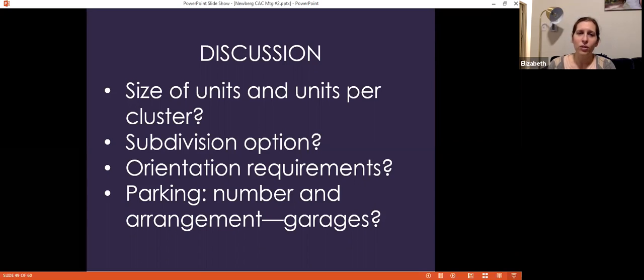We've had a couple of questions about rental versus ownership, so whether we are going to look at adding a subdivision option that would allow individual fee simple lots for these so that it could be an owner product. There's the orientation question about whether and how many units have to be facing the green space. And then parking questions about both the number and whether to allow some flexibility with those garages or continue to require shared common parking areas as the model code lays out.